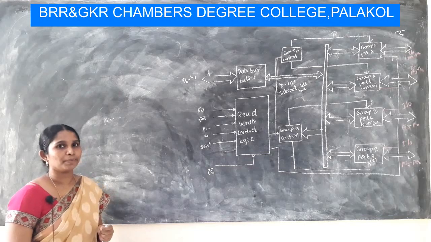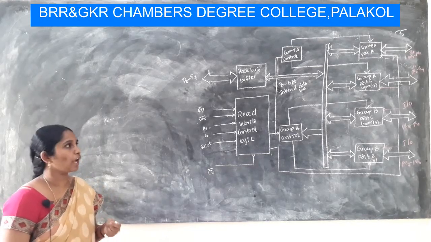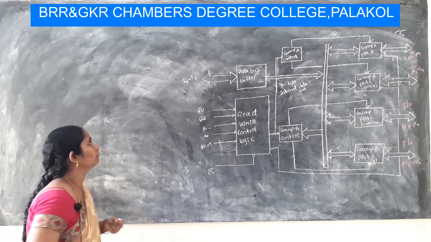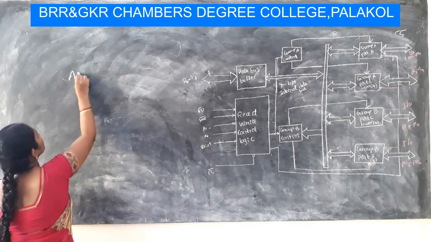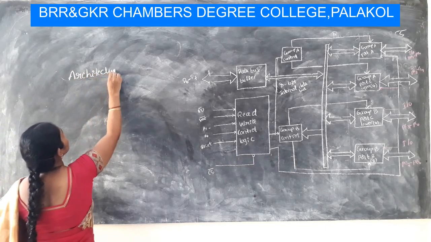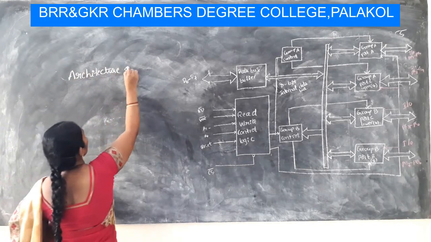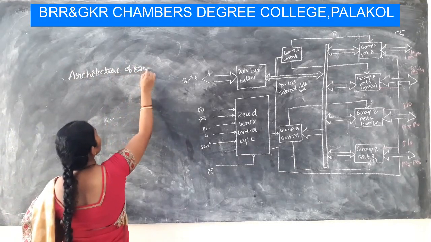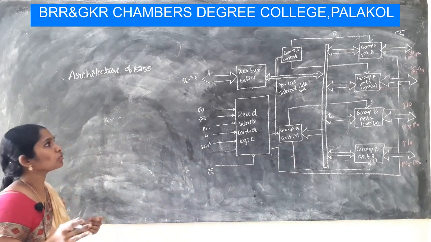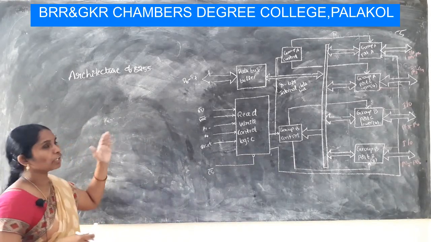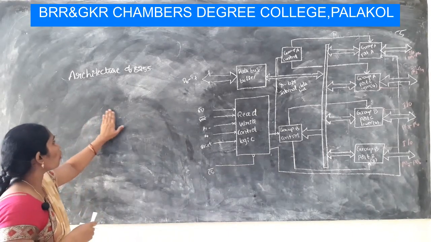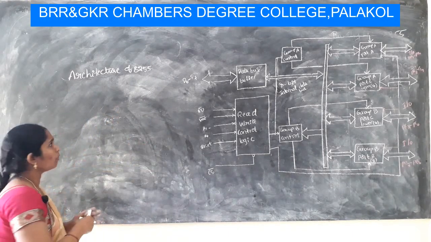Now in this presentation I would like to explain the architecture of an 8255, or the block diagram of an 8255. The architecture of an 8255 consists of three major blocks.